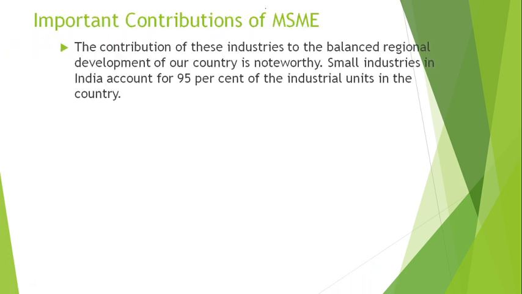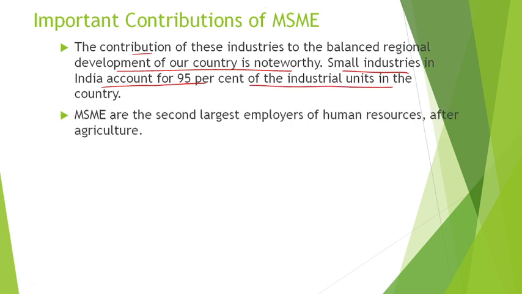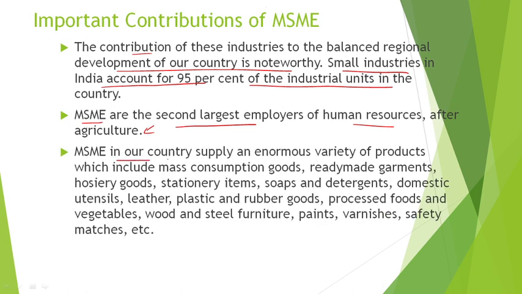Important contributions of MSME sector: micro, small, medium enterprises. The contribution of these industries to the balanced regional development of our country is noteworthy. The small industries in India account for 95% of industrial units in the country. Okay, so MSMEs are the second largest employers of human resources after agriculture. They provide ample opportunities for employment. MSMEs in our country supply an enormous variety of products, which includes mass consumption goods, ready-made garments, hosiery goods, stationery items, soaps and detergents, and so on.